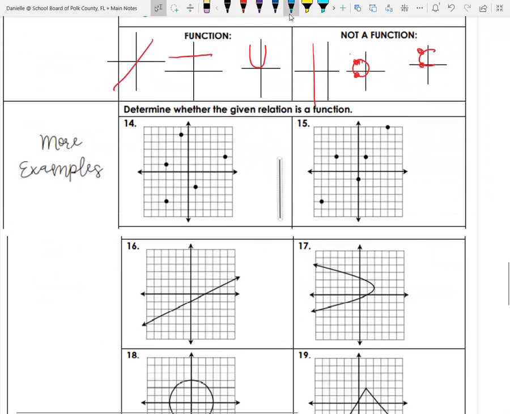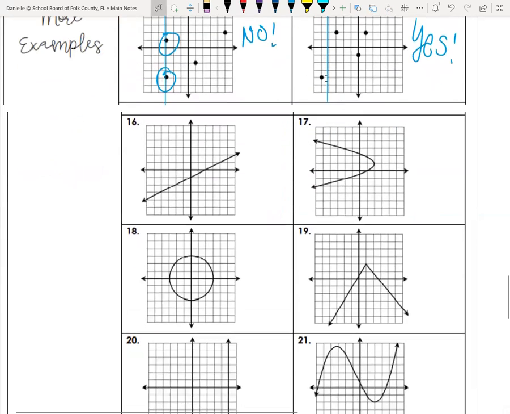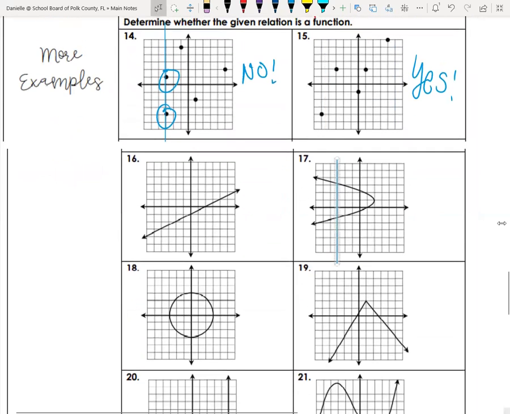Running with that same rule, we're going to come down to some of these and identify them. But if I take my vertical line and go through, I notice right there, I touched 2 points at once. So this is not a function. Again, this one passes the test. So yes, it is a function. You can come down here and find another no. Easy, right there. 1, 2. Not a function.